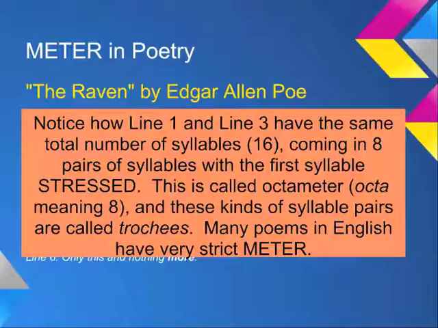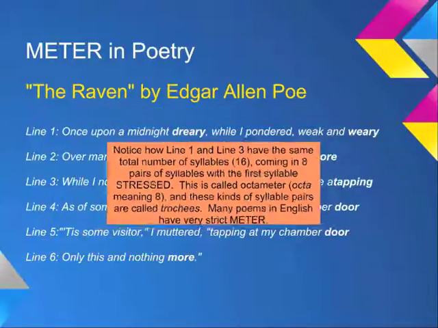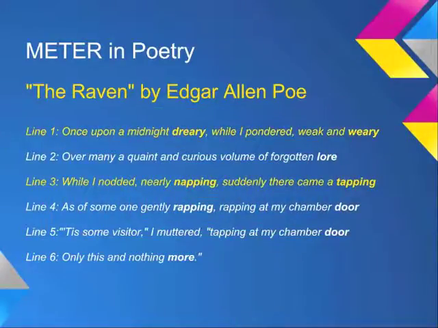Many poems in English have very strict meter. Let's take a look at lines 1 and 3. Once upon a midnight dreary, while I pondered, weak and weary. So again, 16 syllables divided into groups of 2. While I nodded, nearly napping, suddenly there came a tapping. So again, notice in most cases the first part of each group is stressed. So again, in poetry, oftentimes we pay very strict attention to which syllables are going to be stressed and unstressed.